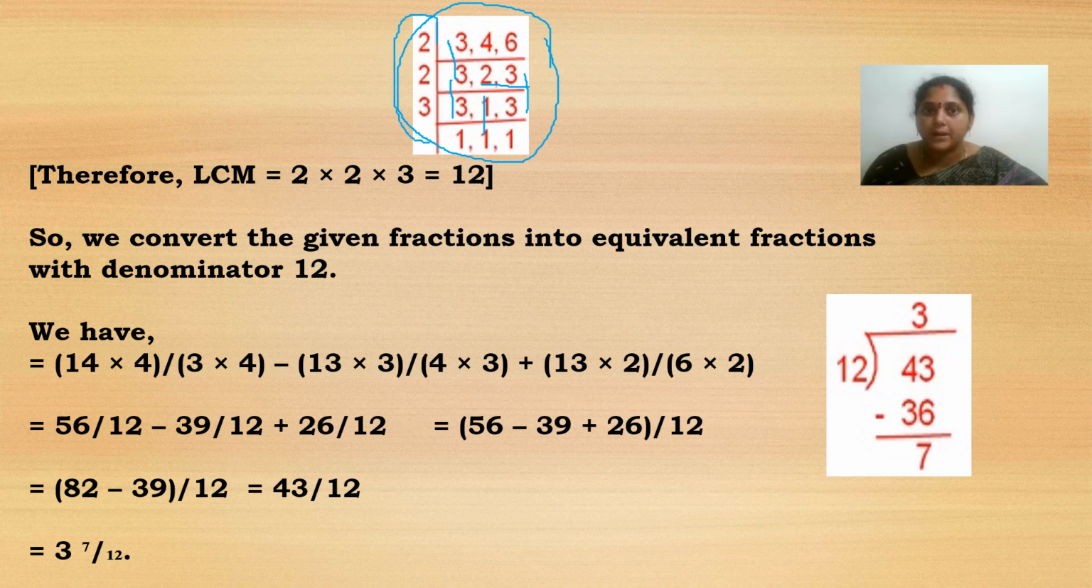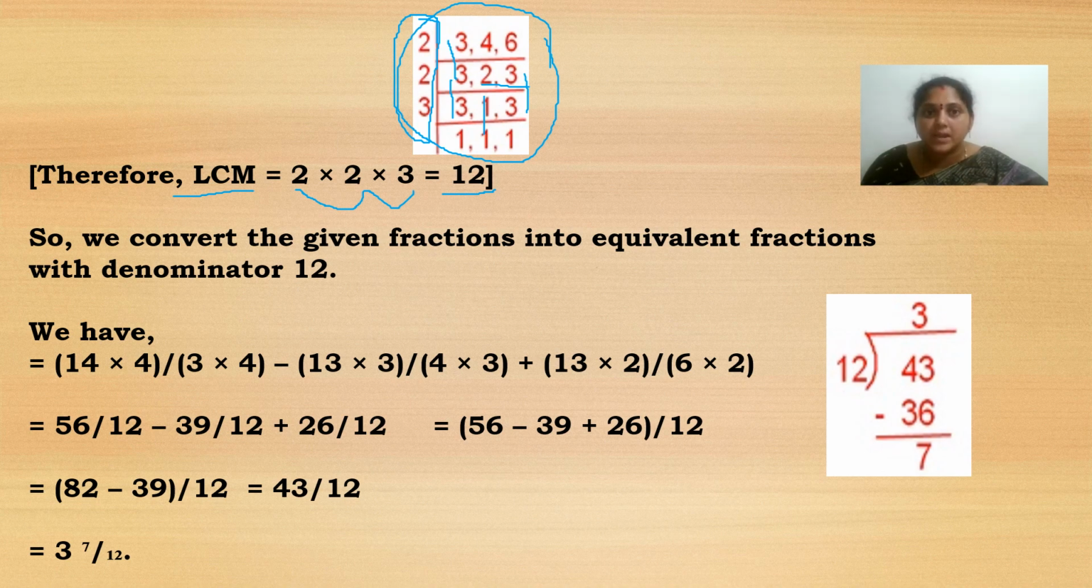Now what do you have to do? Multiply all the prime factors. When you multiply all the prime factors, you will get your LCM. What are your prime factors here? 2 into 2 into 3, that is equal to 12. So we convert the given fractions into equivalent fractions with denominator 12.